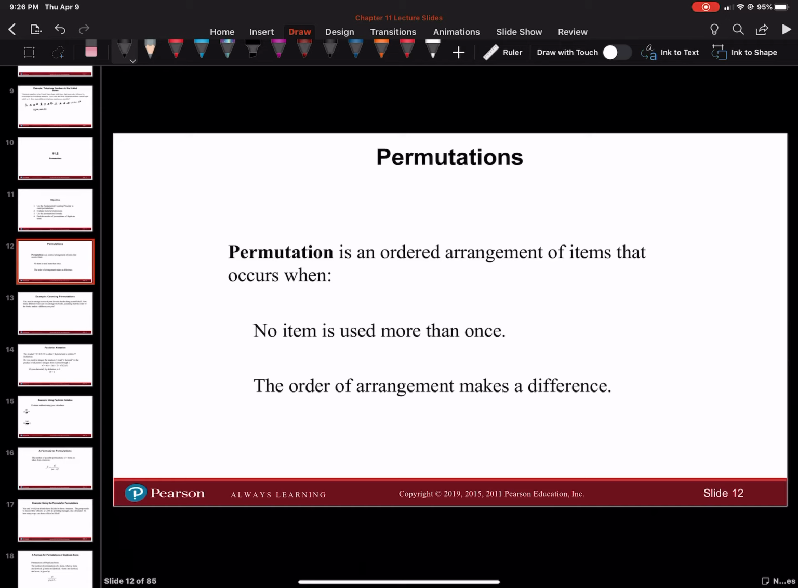So first thing we want to look at is the definition of permutations. A permutation is an ordered arrangement of items that occurs when no items are used more than once, and the order of the arrangement makes a difference. So that means that order matters. Remember that the arrangement matters when you deal with permutations.